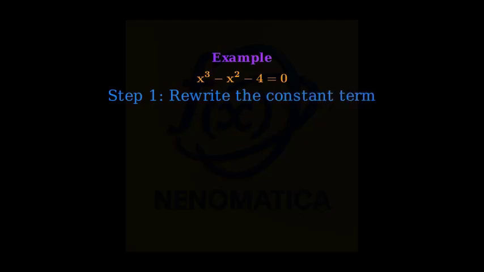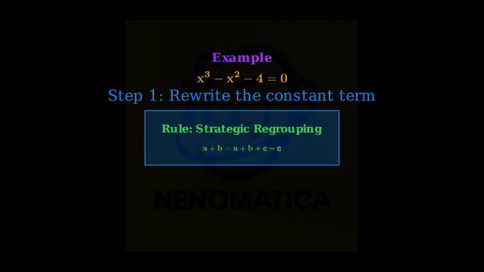Let's look at our equation x cubed minus x squared minus 4 equals 0. Let's start solving this equation. Step 1. We'll rewrite the constant term. We want to recognize a pattern that will help us factor this expression. Let's try subtracting and adding 8, which will help us create a difference of cubes.